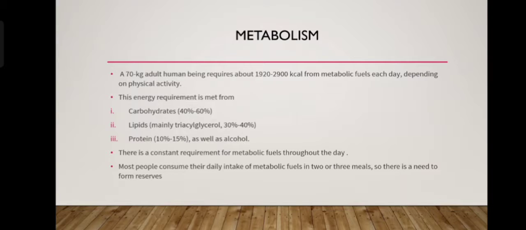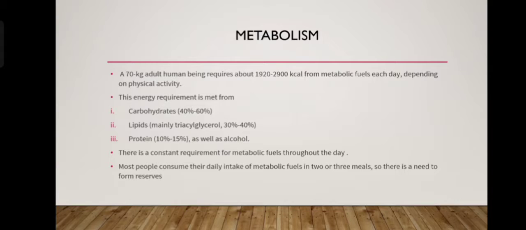Let's talk more about metabolism. A 70 kg adult human being requires about 1920 to 2900 calories of metabolic fuels each day, depending on physical activity. This energy is made from carbohydrates, which are 40 to 60%, lipids, mainly 30 to 40%, and protein, from 10 to 50%. There is a constant requirement for metabolic fuel throughout the day, but most people consume their daily intake in 2 or 3 meals.